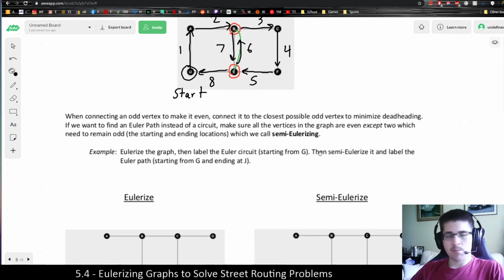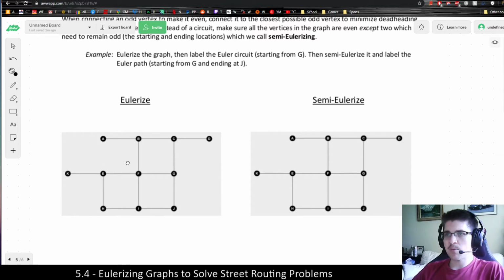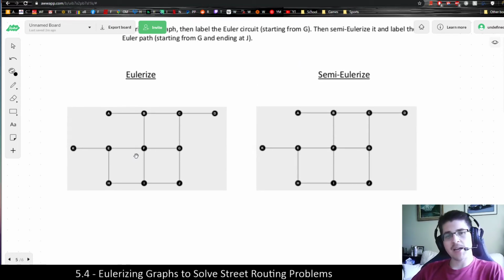Let's do a couple more examples. I also wanted to practice the difference between Eulerizing and semi-Eulerizing, which is the difference between finding an Euler circuit and an Euler path. In each case, we're going to start from G. Let's start with this one. Say that we have a neighborhood here, and let's change up the problem: we're delivering mail, and our goal is to deliver mail across each of the lines. Let's say we only have to deliver on one side of the street, and we don't have to go down each street more than once.